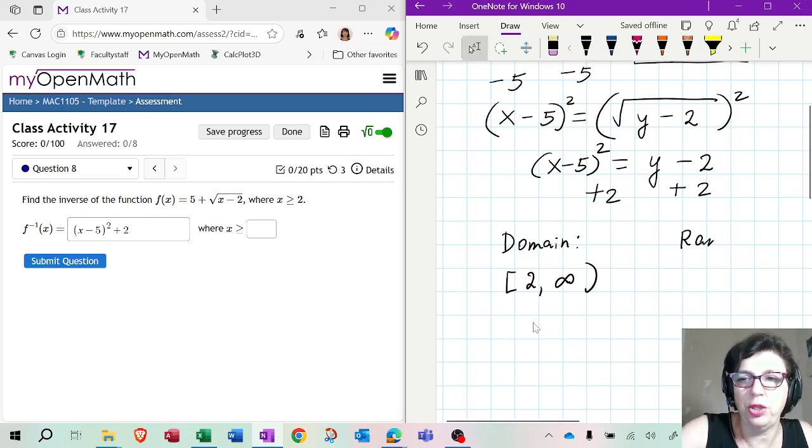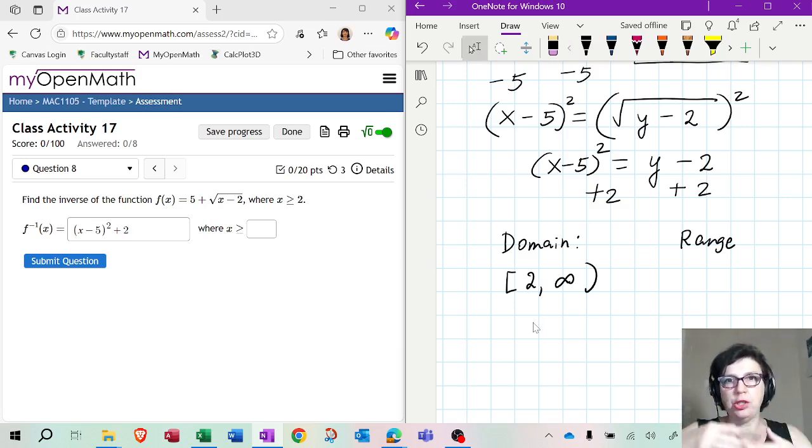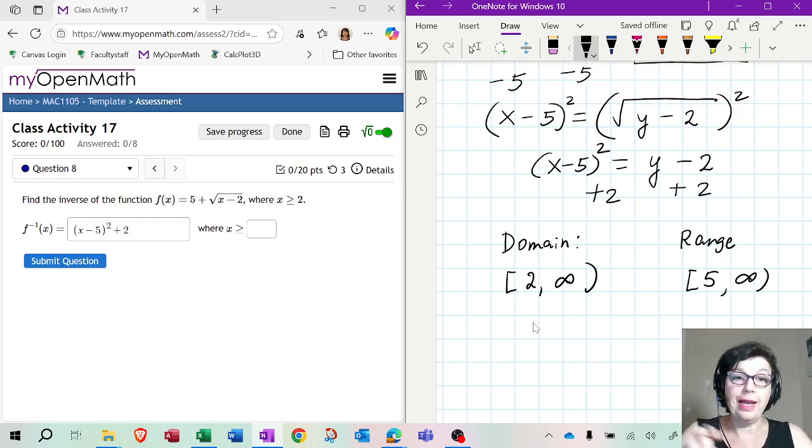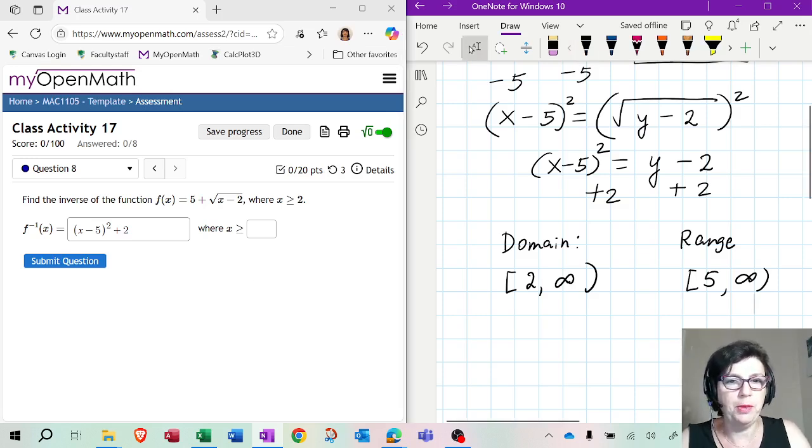What was the range of this function? So generally, a square root function starts at 0 and goes to infinity, but you are raising it up by 5. So this is actually going to be 5 to infinity because you add in 5 to it. And that's the original function. So for the inverse, the domain and range will flip. So that means that x should be greater than or equal to 5, because now our domain is going to be 5 to infinity.